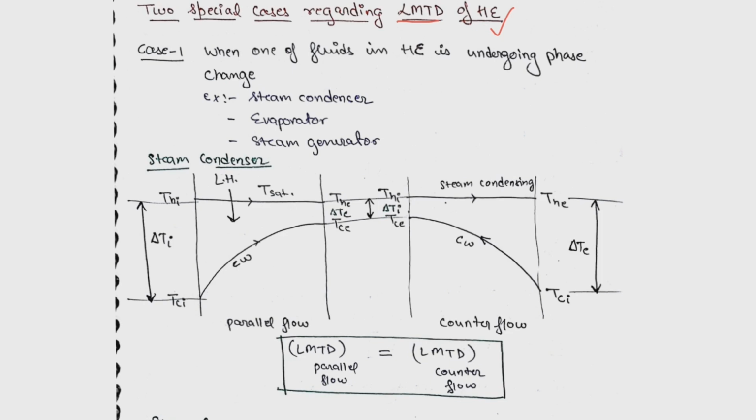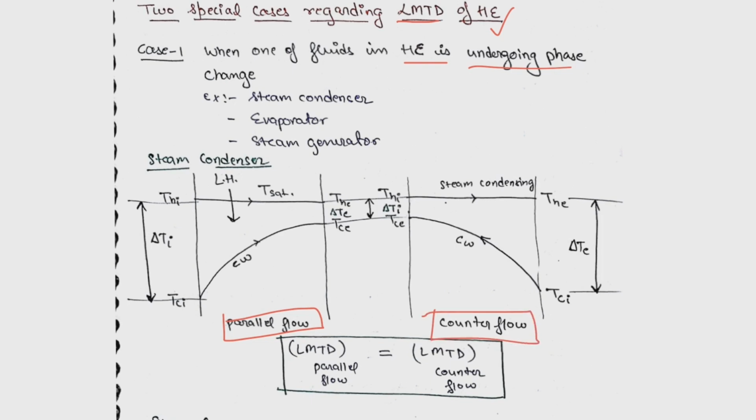One of the cases is when one of the fluids in the heat exchanger is undergoing phase change, that is, the latent heat of one of the fluids is utilized either to increase the temperature of the other fluid or to decrease the temperature of the other fluid. Let us take the example of a steam condenser. This is the diagram for parallel flow and this is for the counter flow.